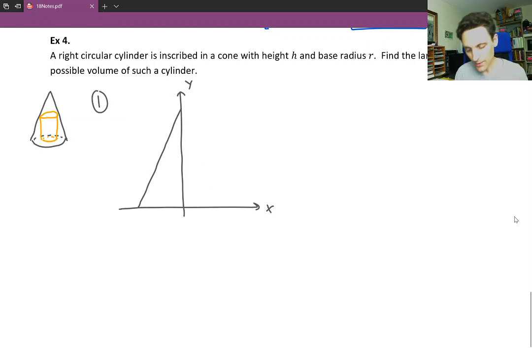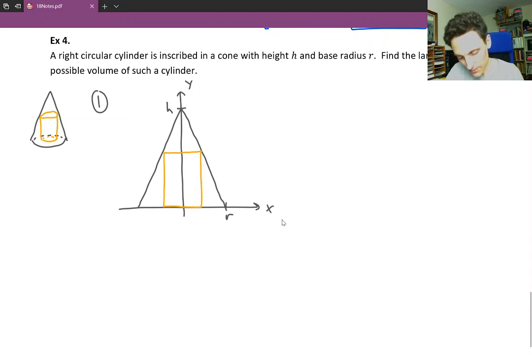So in 2D, the cone looks like a triangle. Now the radius we were told was r. So this is the distance from the center out to the edge of the cone on the bottom. That's r. And then the height of the cone is h. So the cone, we're just looking straight on at the cone. It can be coming out of the plane, but we don't have to consider that aspect of it. Now the cylinder, if you look at the shadow of the cylinder, it's going to look like a rectangle in 2D.